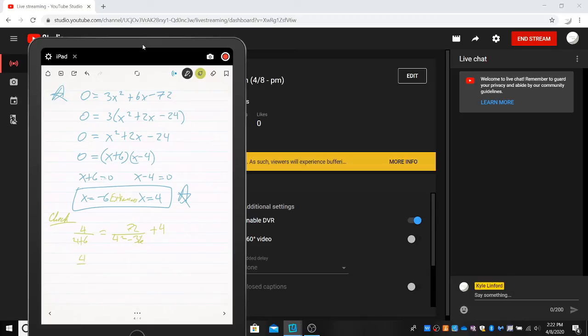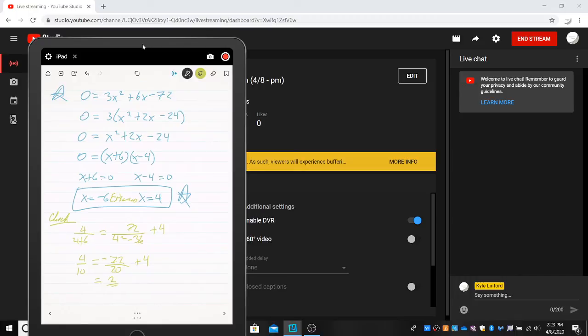So let's see, we get a 4 over 10 here, and we have a 72 over, well, 4 squared is 16, minus 36 is, I should say, negative 20. So I have negative 72 over 20 plus 4 here. We could go ahead and simplify things, but I'm just going to type it in my calculator. I'm going to cheat. Negative 72 divided by 20, and then I'm going to add 4 to that and use the fraction feature. So I get 2/5.